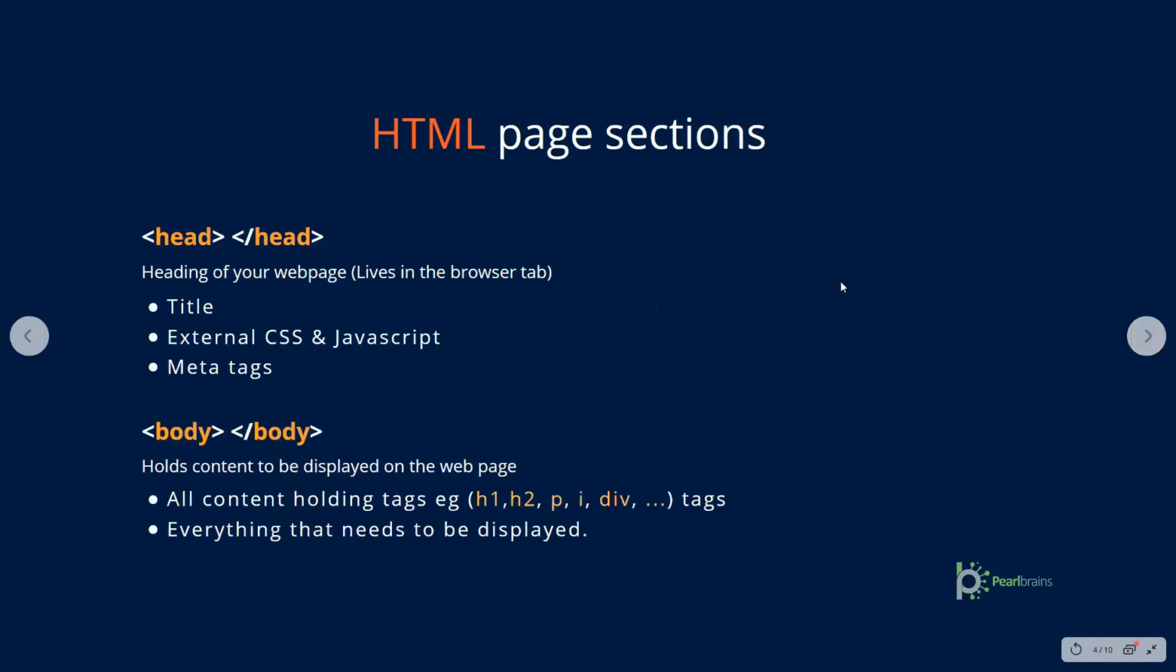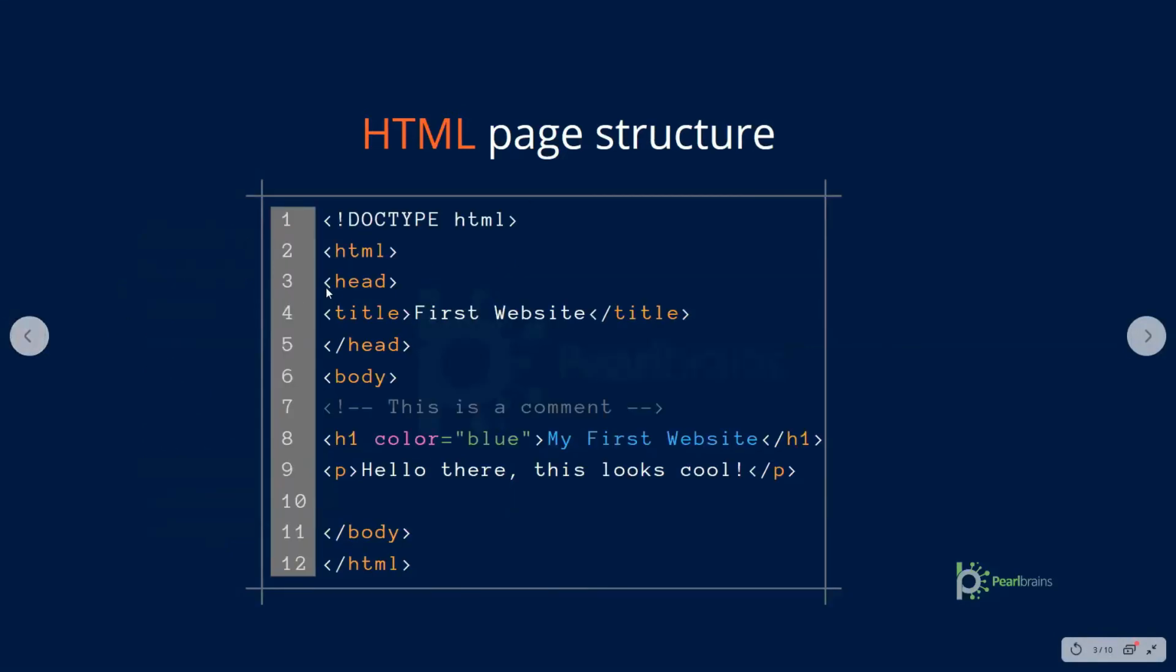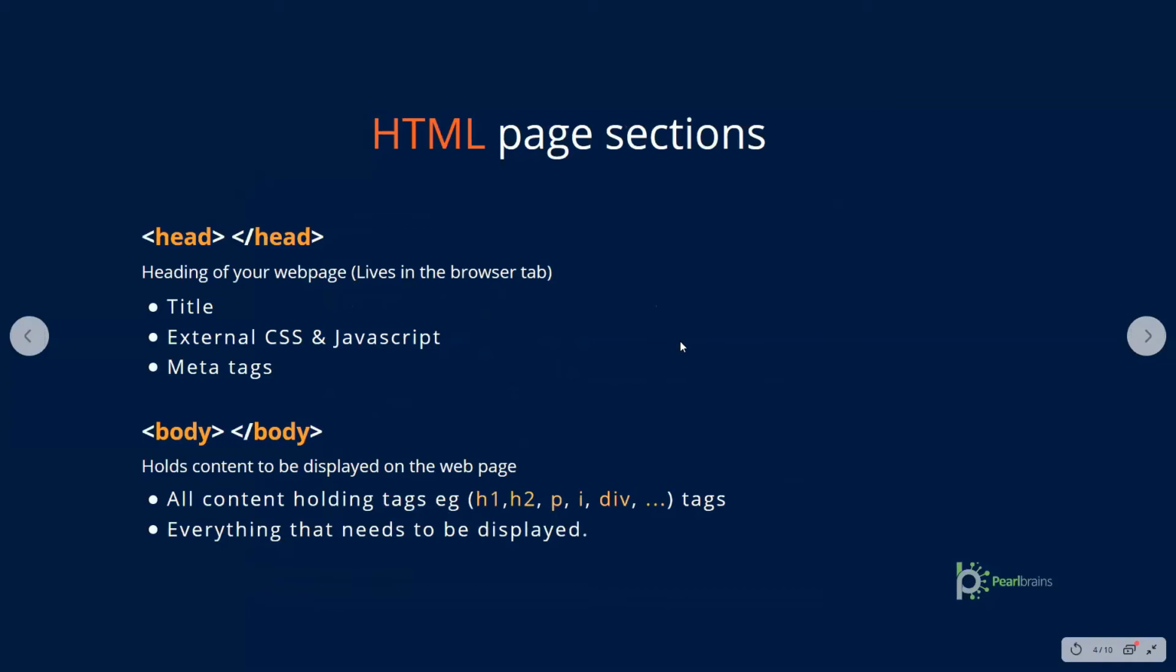Okay, then we look at the HTML page sections. I talked about the head section, that's from line 3 to line 5, and then the body section from line 6 to line 11. The heading of your web page is what lives in the browser tab, if you know what a browser tab means. If you don't, I'll show you later what it means in the live coding example. So the head tag has the title.